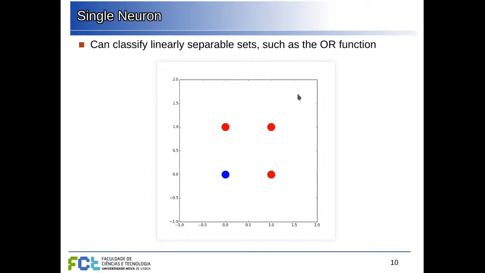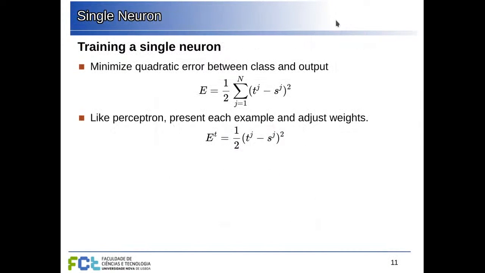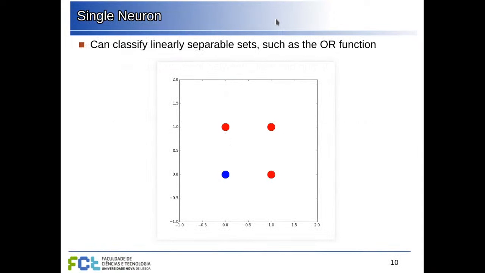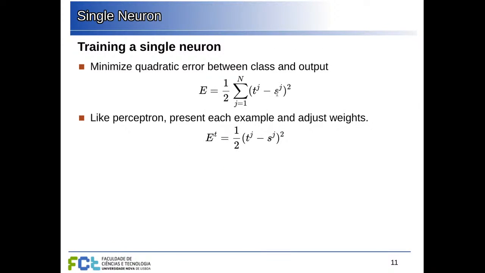And we can separate examples like this. This is a representation of the OR function. So 1, 0 is 1, 1, 1 is 1, 0, 1 is 1, but 0, 0 is 0. So there are two classes like this here. We can do this by minimizing the quadratic error between the desired output, which is either 1 or 0, and the output of our neuron. We present each example and adjust the weights in order to minimize this quadratic error.